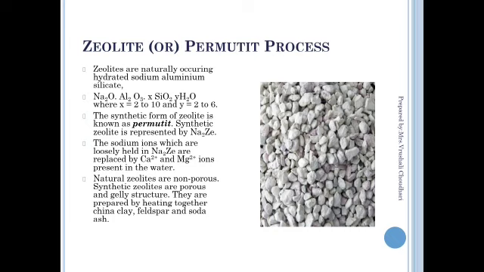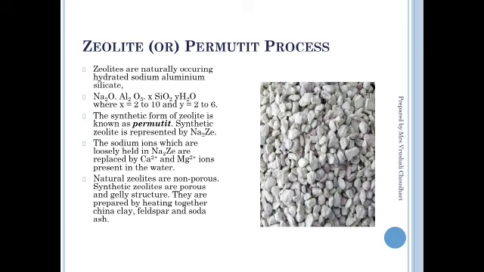Just look at the picture. By looking at the picture, it looks like a stone. Yes, it is looking like a stone, but what is that? It is a naturally occurring hydrated sodium aluminum silicate. It is porous in nature. The synthetic form of zeolite is known as permutit.